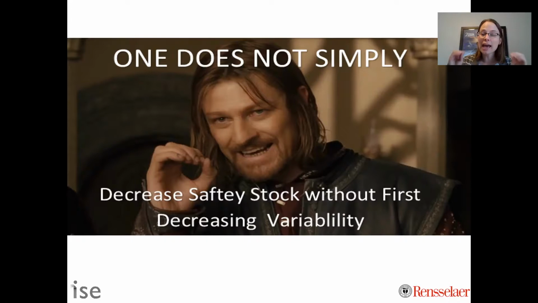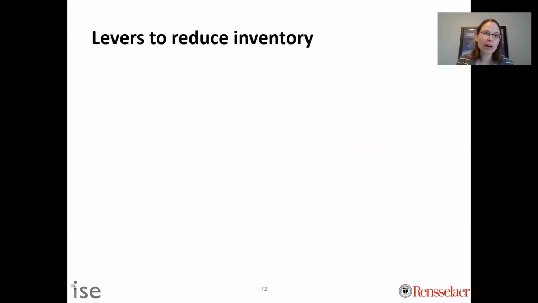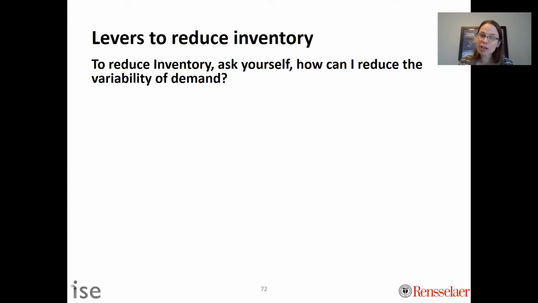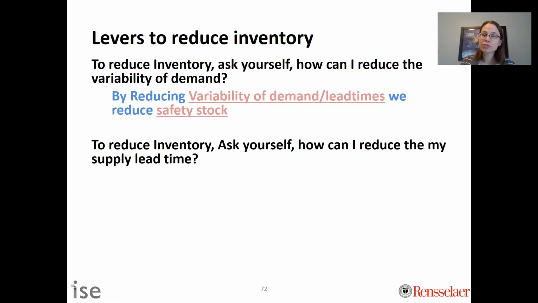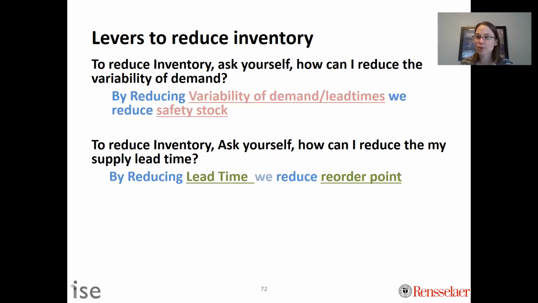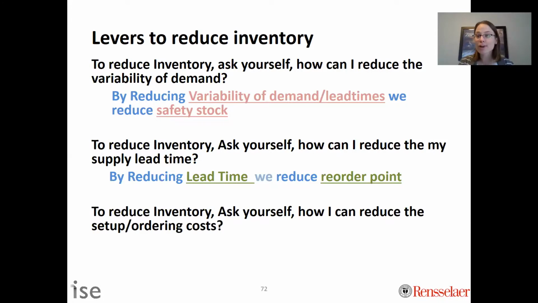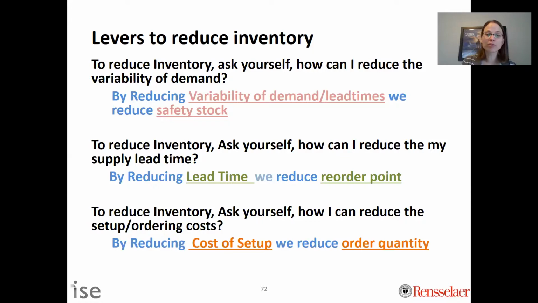So you can have as a goal reducing inventory, but the way you do it is you need to reduce what is causing the inventory to be there in the first place. And so how do you do that? If you can reduce variability of demand, that's great, and that will reduce safety stock. You could also reduce your lead time, and that will reduce your reorder point. You could reduce the setup or ordering costs. Every time I place an order, I have to pay so much. That would reduce your order quantity, or your Q star. And so all of those reduce expected inventory costs, but it's by reducing these levers, like variability, lead time, and setups, that ultimately lead to reducing inventory.